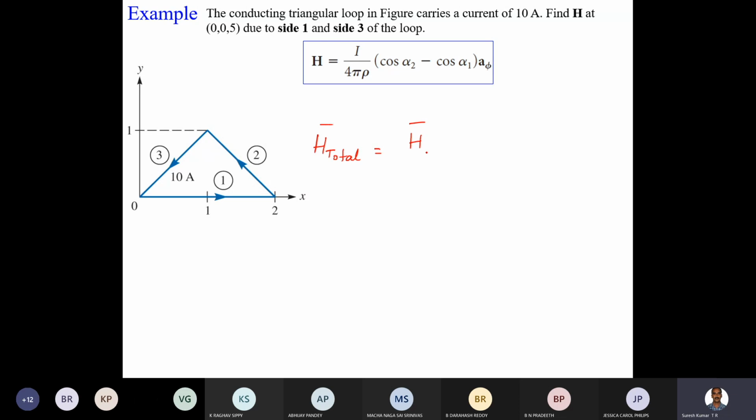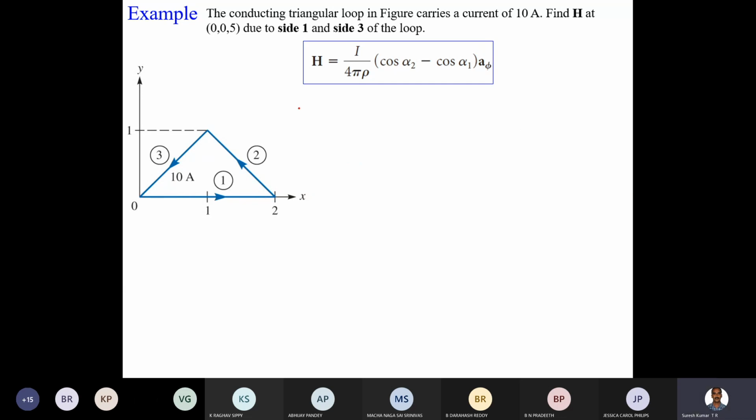We don't have a formula for the magnetic field due to a triangular loop, but we know the formula for the magnetic field due to straight current carrying elements like 1, 2, 3. So we can calculate the magnetic field produced by segment 1, segment 2, and segment 3. If any arbitrary shape is given, then simplify it into known or simple configurations.